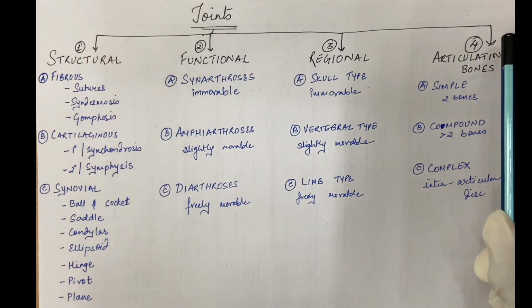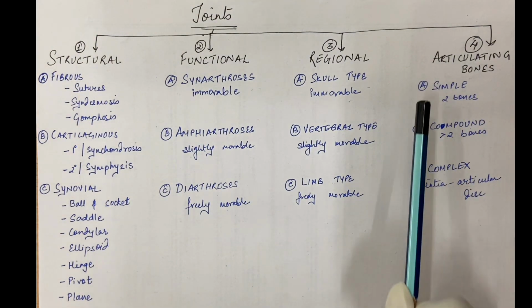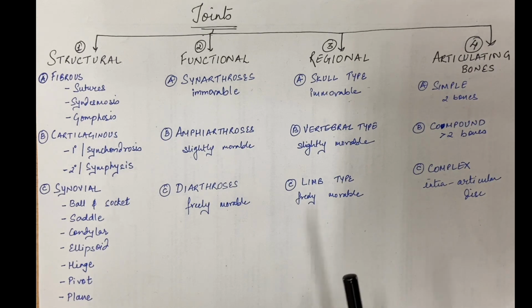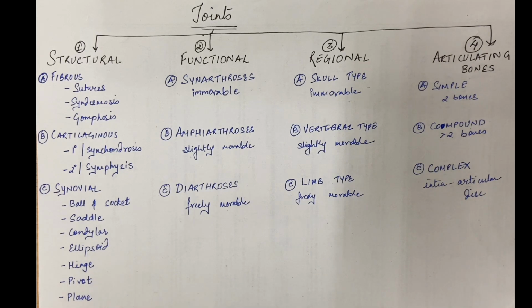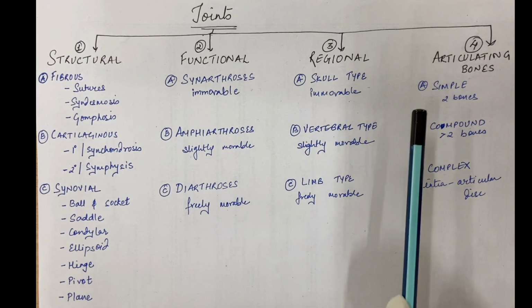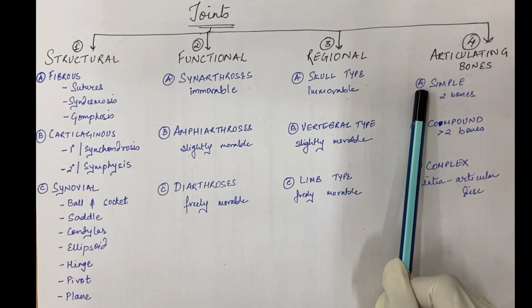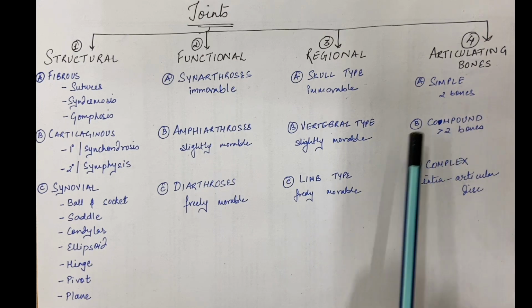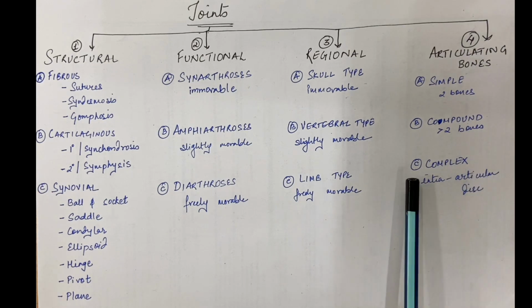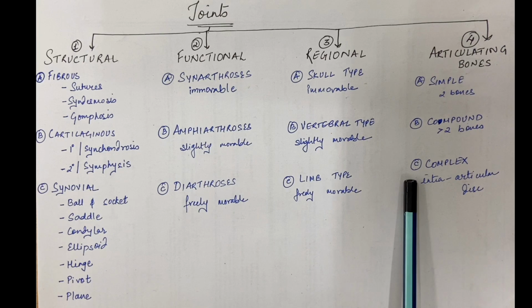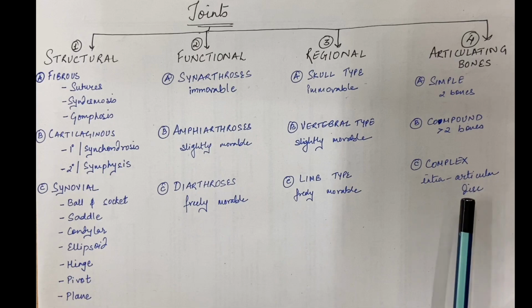According to the number of the articulating bones, we have a simple variety, compound, and a complex joint. Simple joint is when only two bones are articulating. For example, the interphalangeal joint, where only two bones are articulating. Right? So this is a simple joint when only two bones are articulating. Compound joint is when more than two bones are articulating within one capsule. We will see the examples later on. And the third variety is the complex joint, when the joint cavity is divided by the presence of an intra-articular disc.